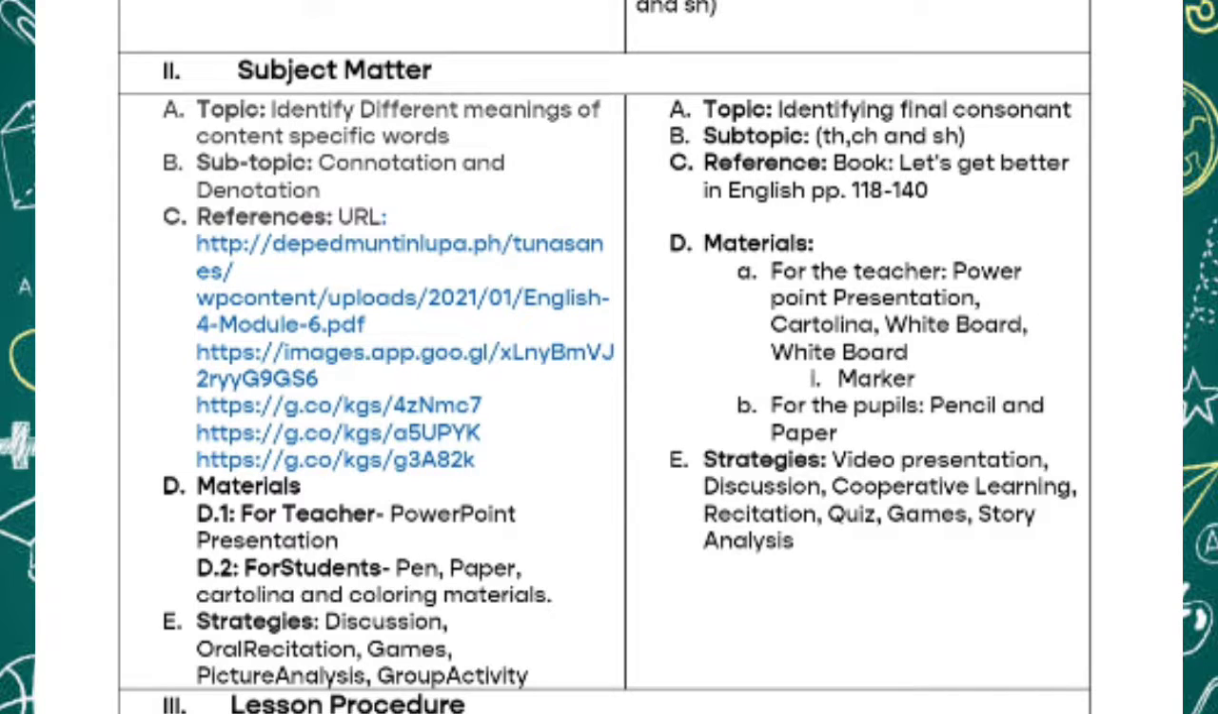In the grade 5 column, the topic is identifying final consonant blends. The subtopic is TH, CH, and SH. The reference book is Let's Get Better in English, pages 118 to 140. The materials for the teacher: PowerPoint presentation, cartolina, whiteboard, and whiteboard marker. For the pupils: pencil and paper. Strategies: video presentation, discussion, cooperative learning, recitation, quiz, games, and story analysis.